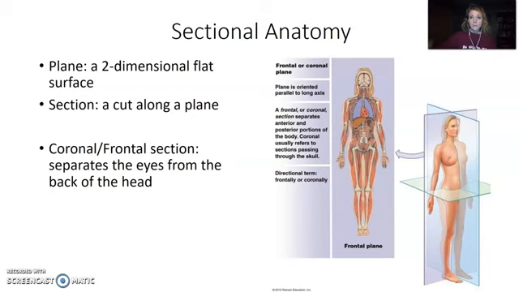And basically you're making a cut like this so that you're separating the anterior part of the body from the posterior part of the body. And so in this picture with our patient here, the frontal plane is this purple sheet of plexiglass, going right through the middle of the head, and again separating the front portion of the body from the back, separating the anterior portion of the body from the posterior portion.